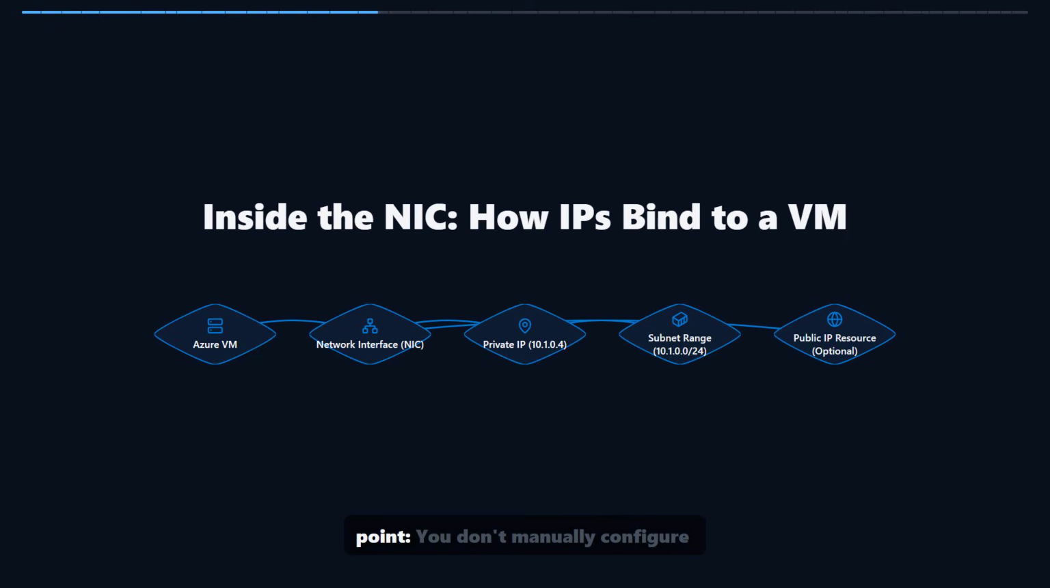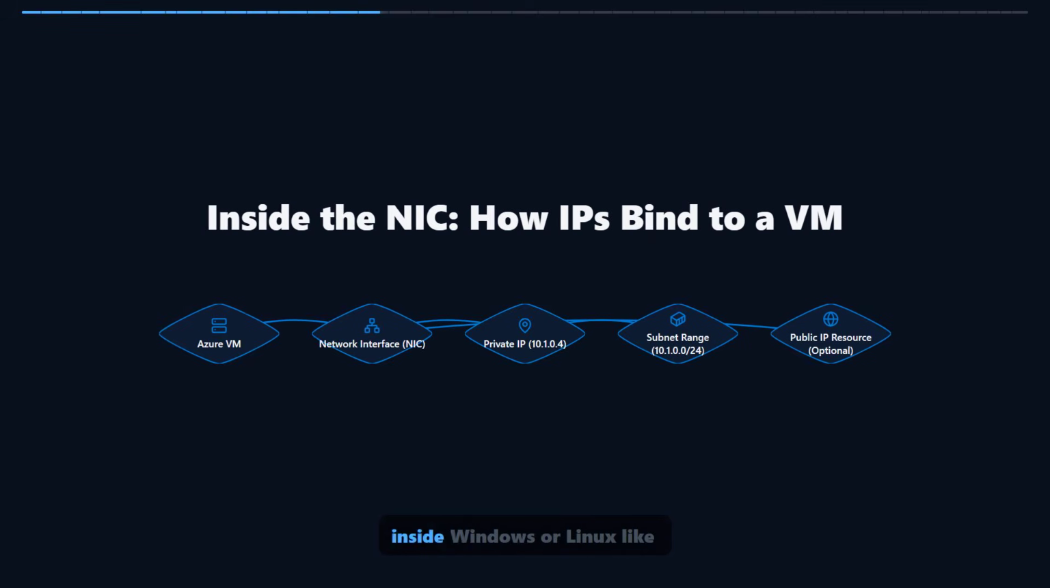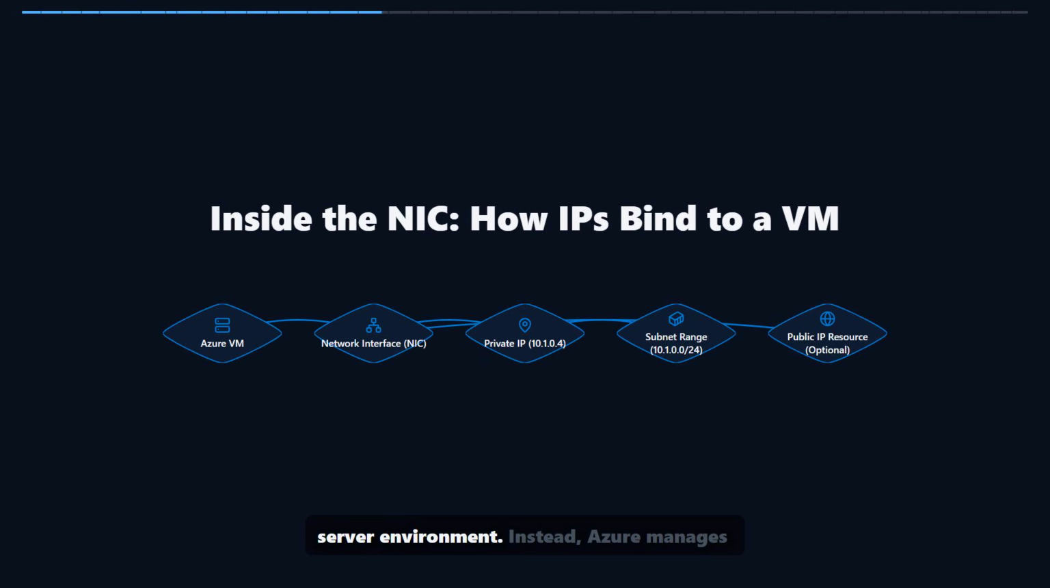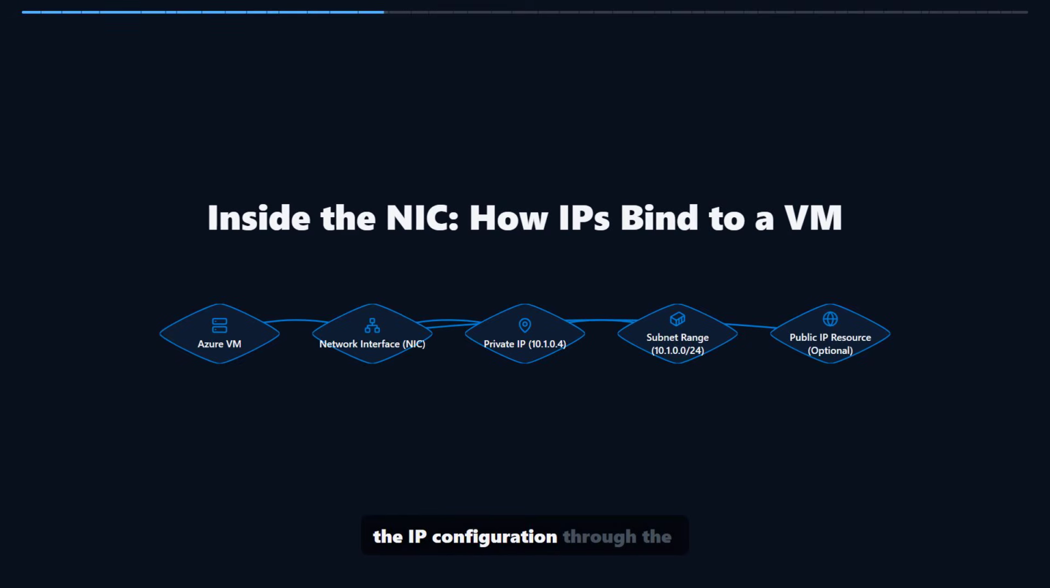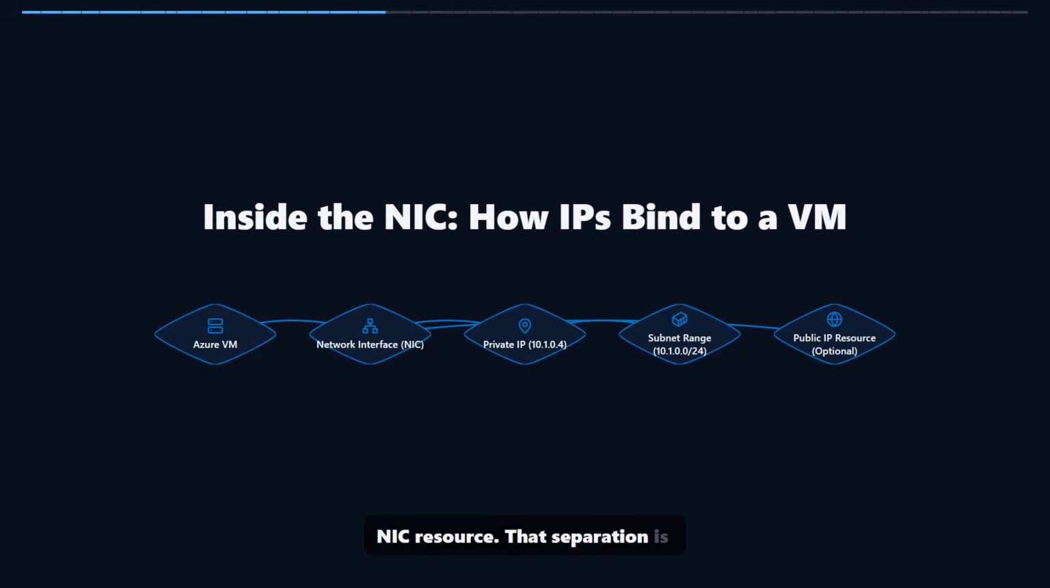One important point: you don't manually configure the VM's Azure IP address inside Windows or Linux like you might in a physical server environment. Instead, Azure manages the IP configuration through the NIC resource. That separation is one reason Azure networking is both flexible and highly scalable.